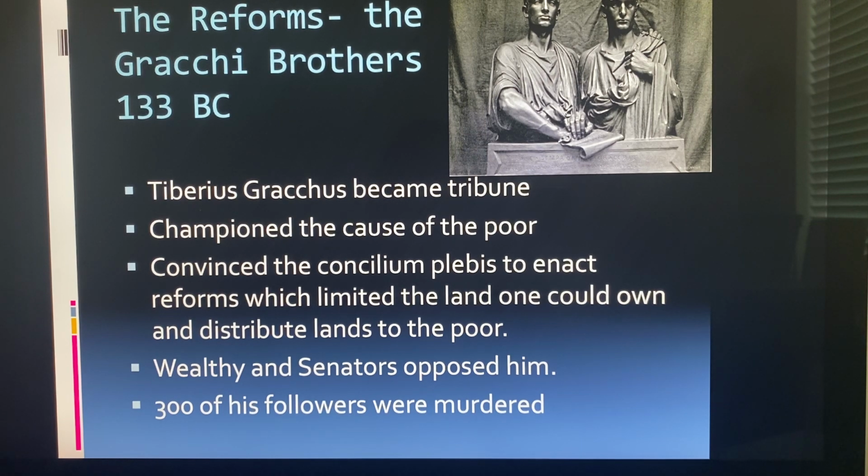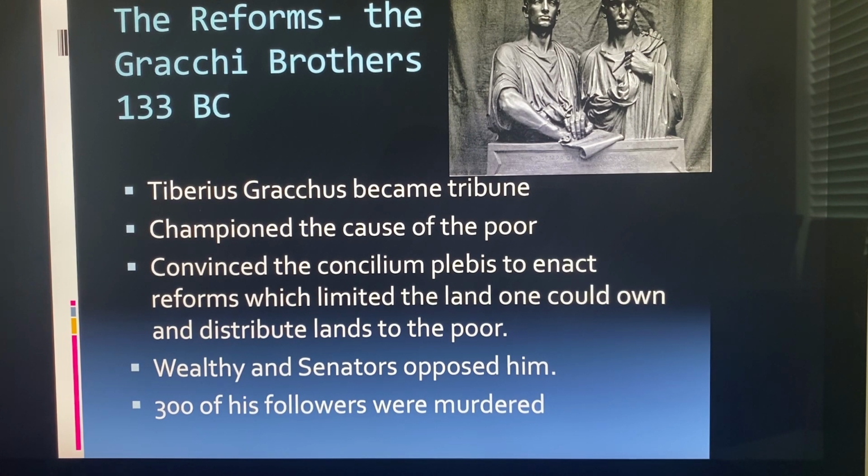So they championed the cause of the poor, and they convinced the concilium plebis. Remember that the plebis is where the poor people go when they had a problem, to change things for the poor, to enact reforms which limited the land that one could own and distributed land to the poor. Basically, landowners owned most of the land, and they wanted to distribute some land to the poor and limit how much a wealthy person could possess, and also bring in some public lands.